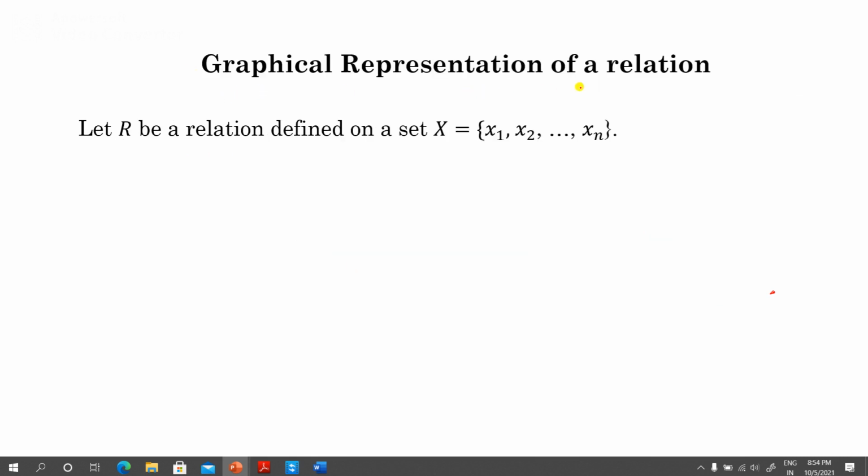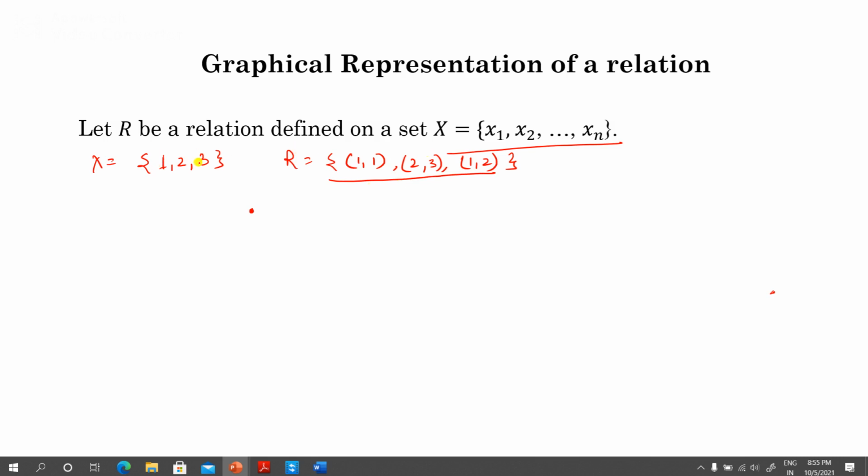Now, graphical representation of a relation. Let R be a relation defined on X. We have defined R on this set X1 to Xn. So to represent this relation graphically, we take all these elements as nodes. I take a simple example. Let X equal 1, 2, 3, and suppose R equals (1, 1), (2, 3) and (1, 2). Suppose only 3 elements are there.